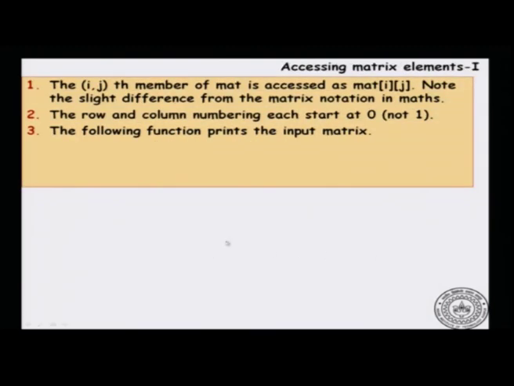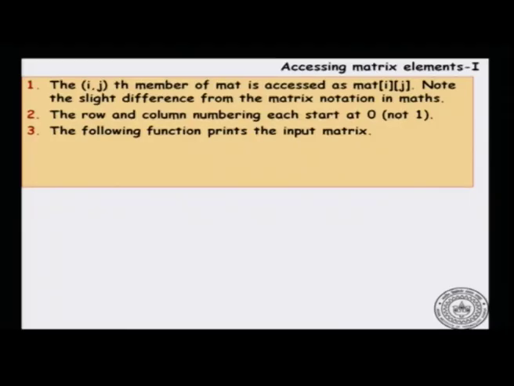Now, the ijth member of the matrix is accessed as mat[i][j]. This is slightly different from the mathematical notation. In mathematical notation, you will write the matrix and then a square bracket, and then you will write i comma j followed by a close bracket. So, this is different. In C, you would write the indices separately in their own square brackets. Now, the row and the column numbering begin at 0. This is similar to one dimensional arrays. We saw that one dimensional arrays start with index 0.